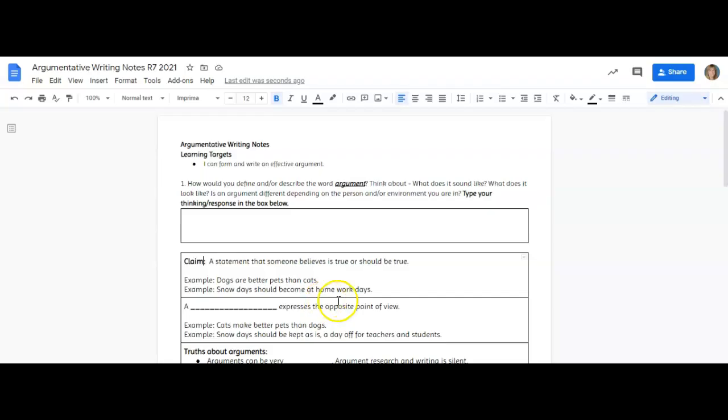Snow days should become at-home work days. I'm sure you all have an opinion about that as well. There's not really a right or wrong answer. You can argue both sides of this. They call that a claim. Next term is a counterclaim, or some people use the word objection.